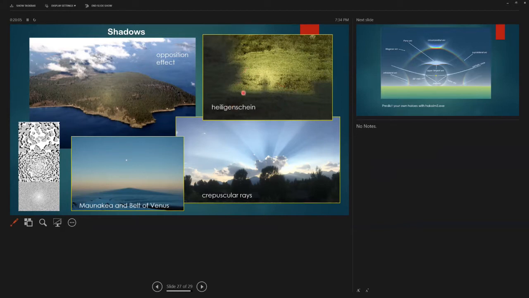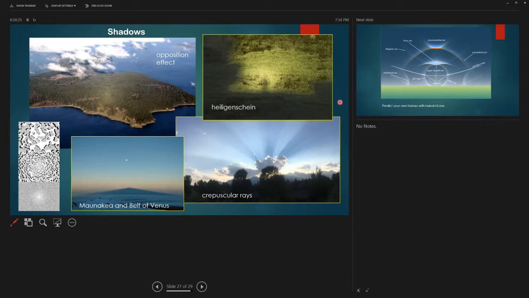Heiligenschein is a little different. It looks like the opposition effect here. This was taken at Sprucewood Star Party. This is Judy's shadow here. What's happening here is this rising sun is directly behind her. She's on the lip of a hill looking down on the grass below. And there's this bright aura around her.